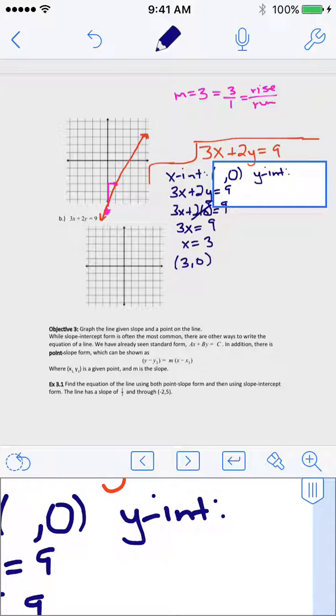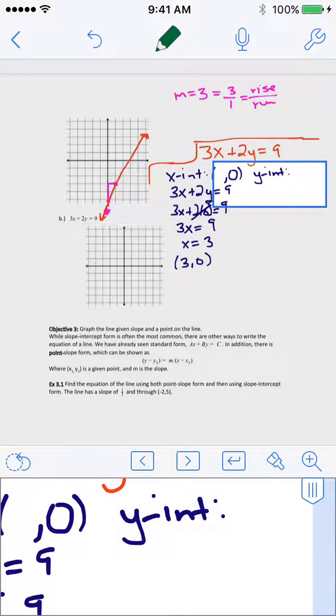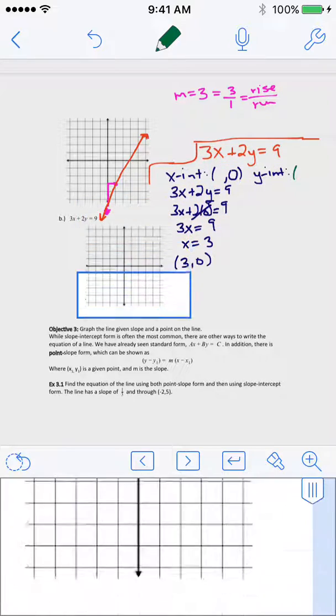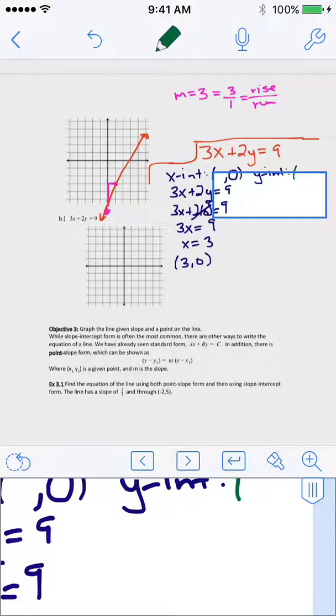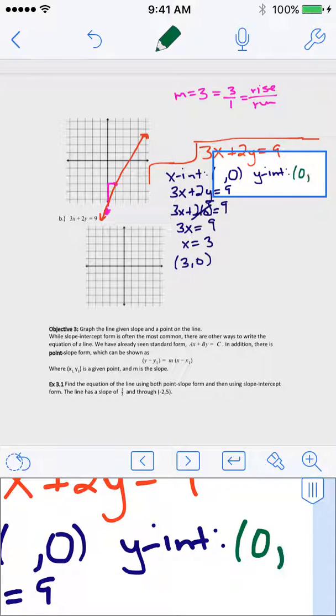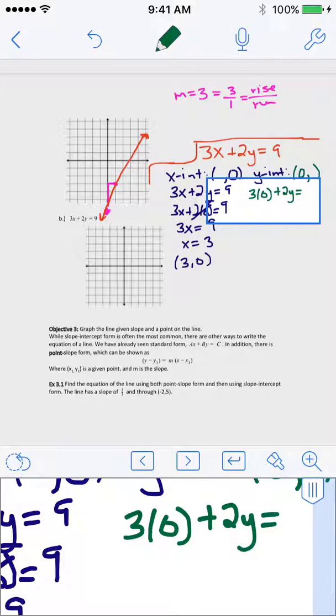Over on the y-intercept, it's the same but opposite, right? So in this case, our y-intercept is going to be where it crosses the y-axis, right? And over there we've gone out nothing, so we know that the x is equal to 0. So we know that it's going to look something like that, right? You plug in the opposite. If you want the y-intercept, you plug in the x. With the x-intercept, you plug in the y. Alright, so let's plug in that x. 3 times 0 plus 2y equals 9.